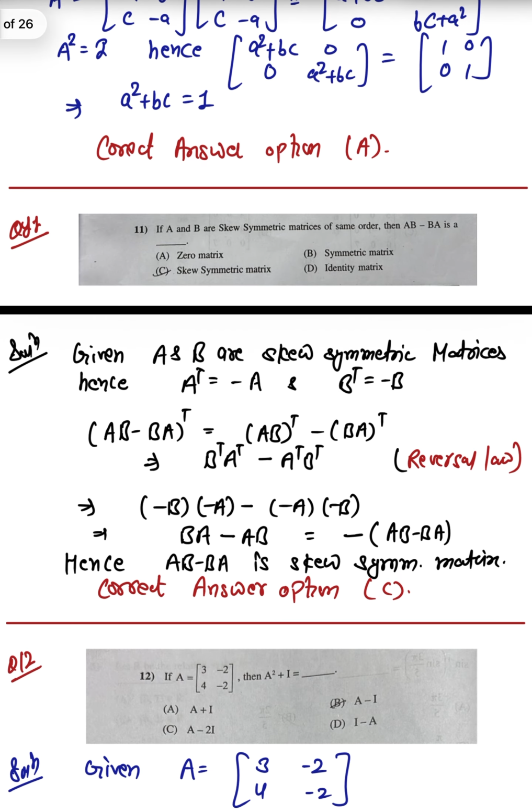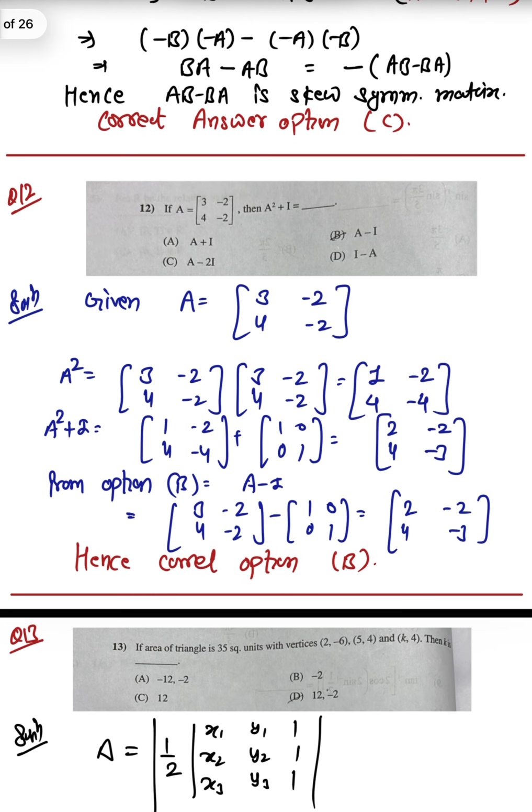Okay. 11th: A and B are given as two skew symmetric matrices of the same order. So it's asking what AB minus BA is: zero matrix, symmetric matrix, skew symmetric, or identity matrix. Okay. So we know for a skew symmetric matrix, the transpose of the matrix is equal to minus times that matrix. So we have taken the transpose of AB minus BA. We got B transpose A transpose minus A transpose B. While solving, we'll get BA minus AB, which is minus times AB minus BA. That means this is also a skew symmetric matrix. That's why option C is correct.